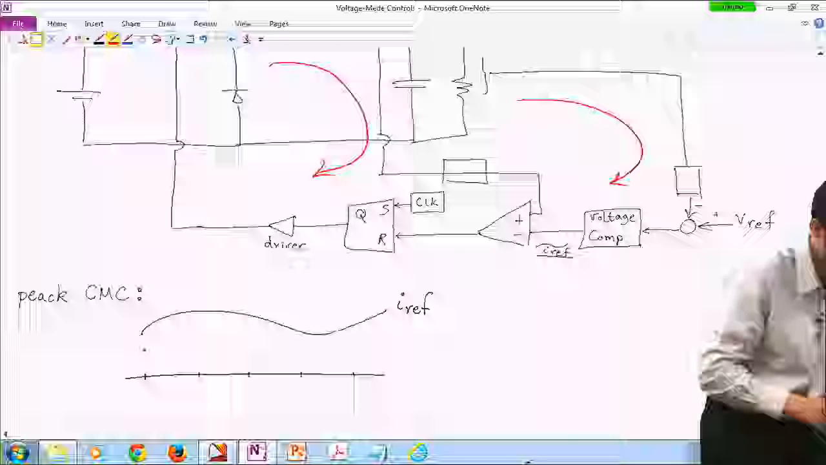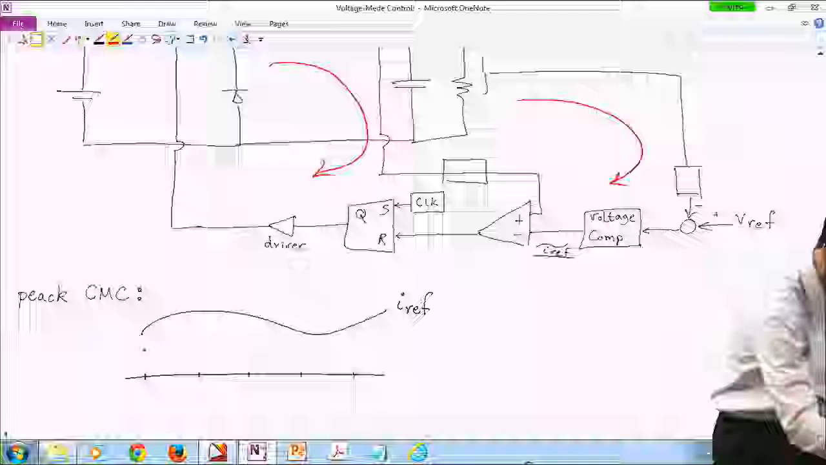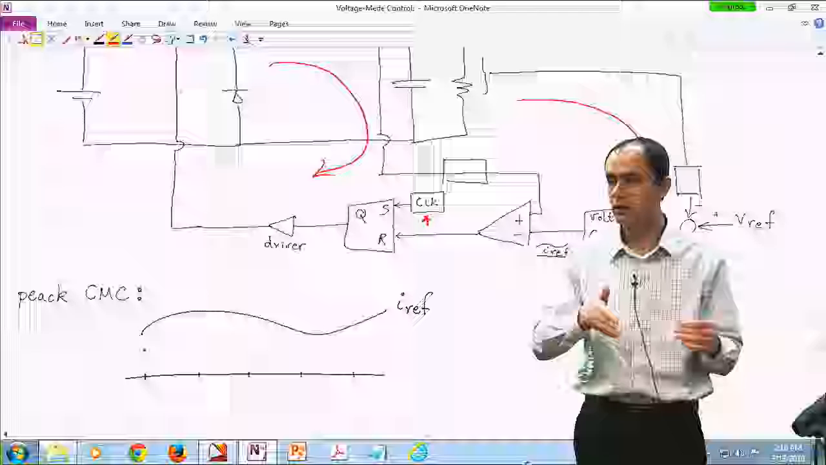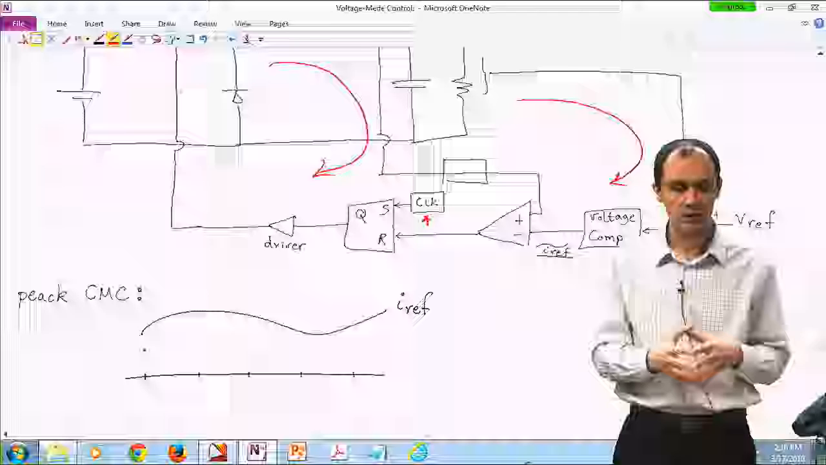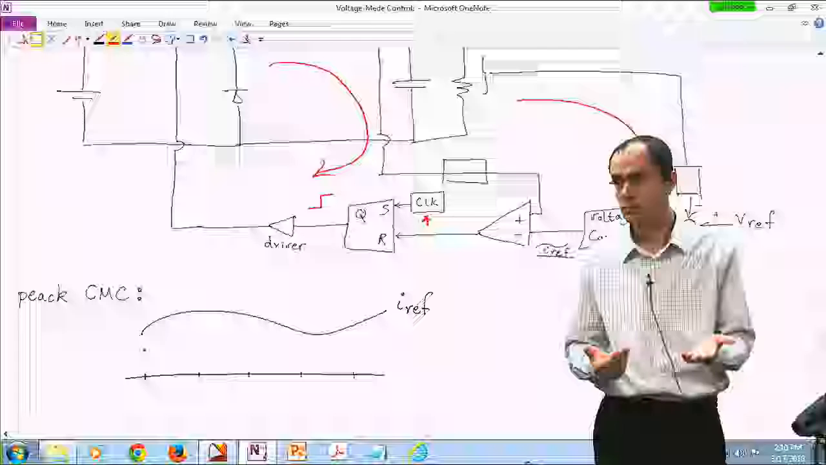At the beginning of each cycle, we turn the switch on. How do we turn the switch on? For instance, we can have a clock which identifies the beginning of the cycle. This is this clock over here, like a 100 kilohertz clock. So at the beginning of each cycle, you get a signal, and we can use that signal to set a latch or a flip-flop. So as soon as the clock sends us a signal, the output goes up, meaning that the transistor should be turned on. All right, so at the beginning of each cycle, using the clock, we turn the switch on.